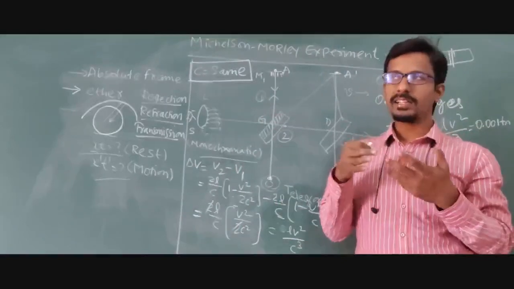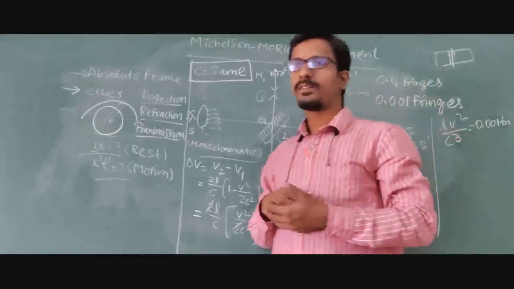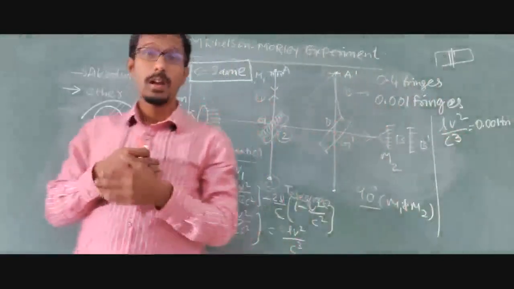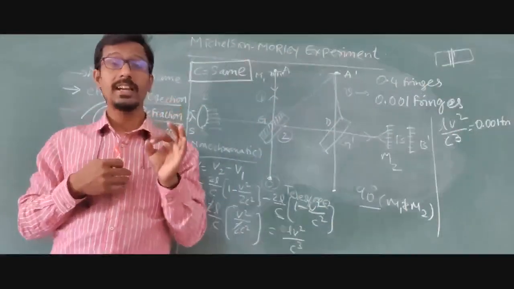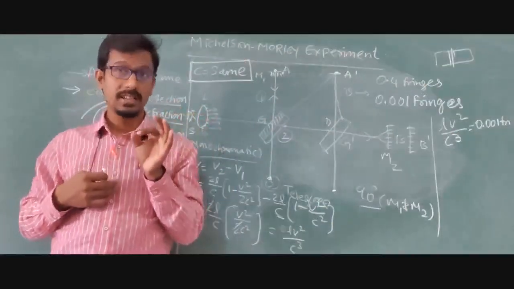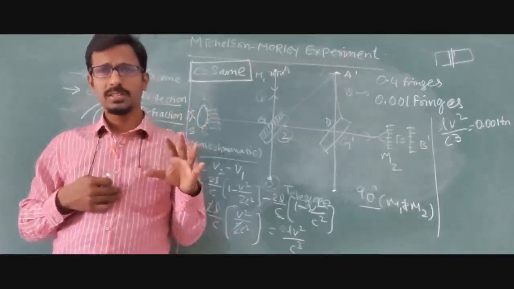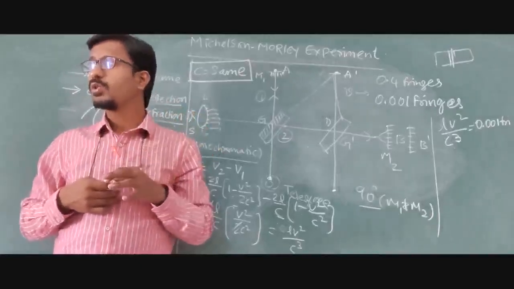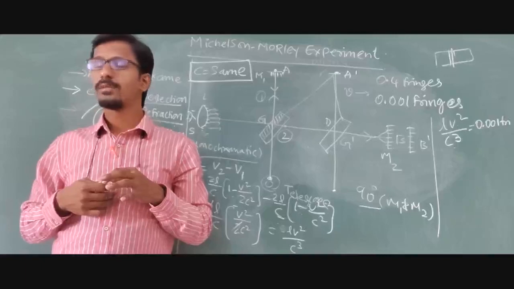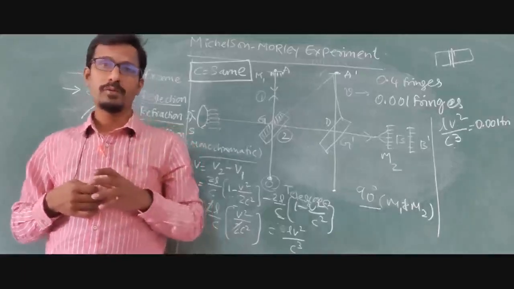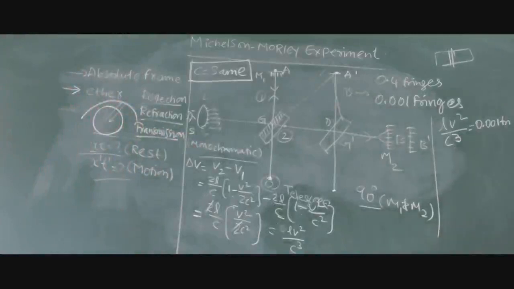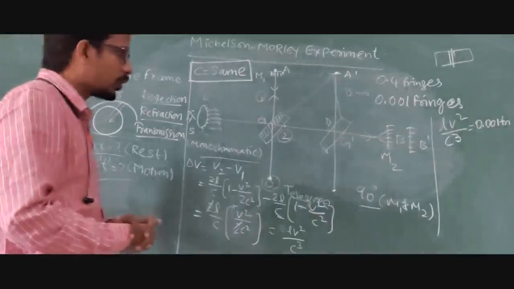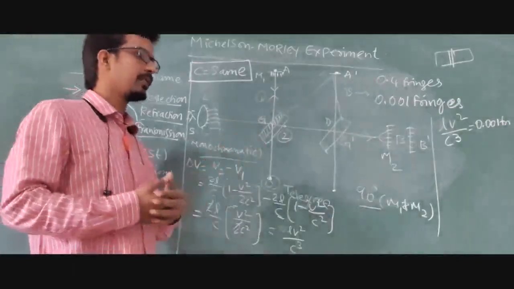Understood? The entire concept of the special theory of relativity came into existence based on the Michelson-Morley experiment. It has totally changed the concept of the absolute frame of reference. There is no absolute frame of reference present in nature. Everything is in motion. Even though it is in motion, you should not get a different value.